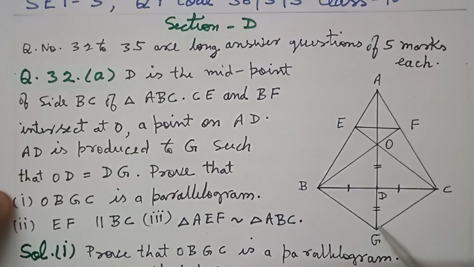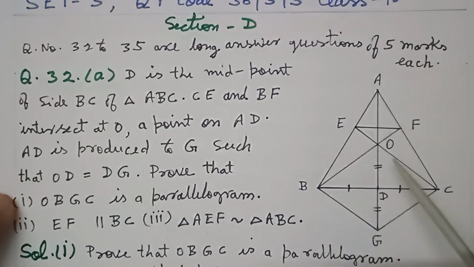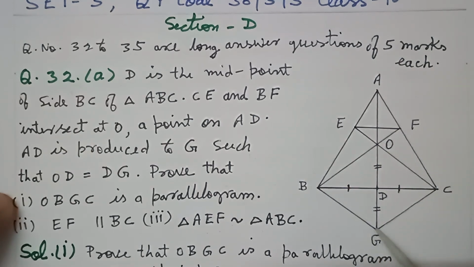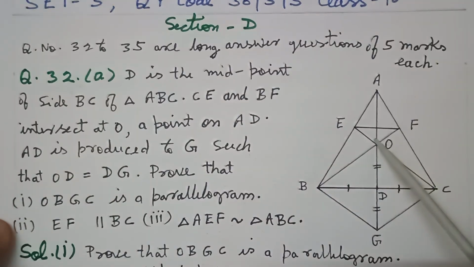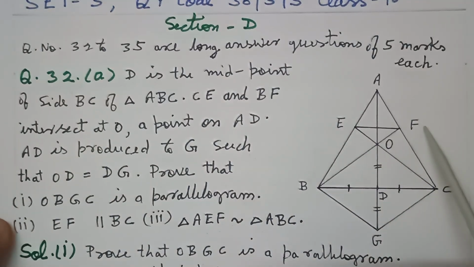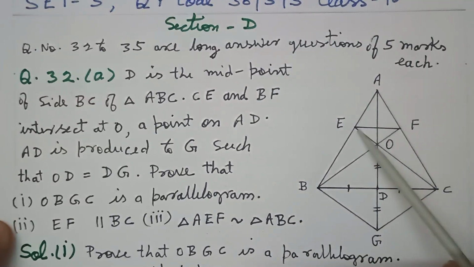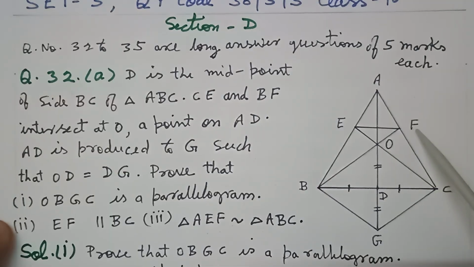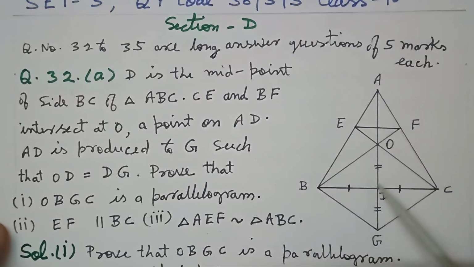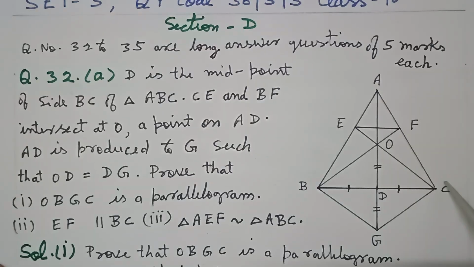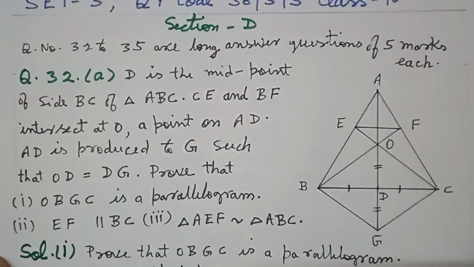Now we have to prove that OBGC is a parallelogram. Second part, EF is parallel to BC. And third part, triangle AEF is similar to triangle ABC. So, let us start the solution.